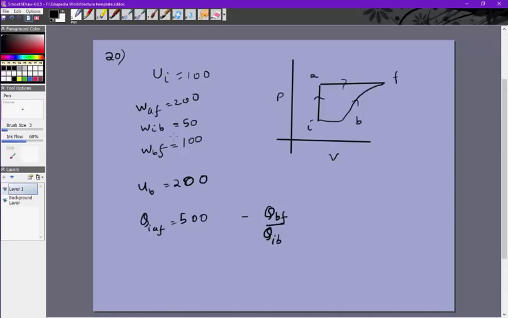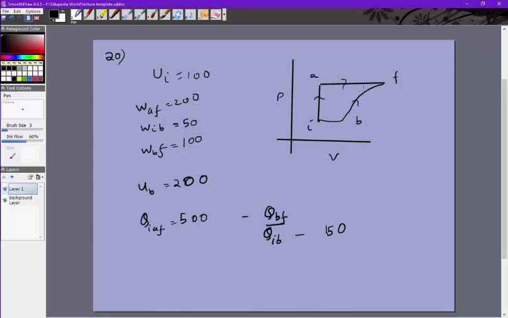Right, so there's a lot of things to work here. We can start in many different places. The one thing which I can really see is UI is 100 here, and at B it's 200. So the difference is 100. So from I to B, delta U is 100, and the work is 50. So delta Q or QIB will be 150. Right, so this is clear.